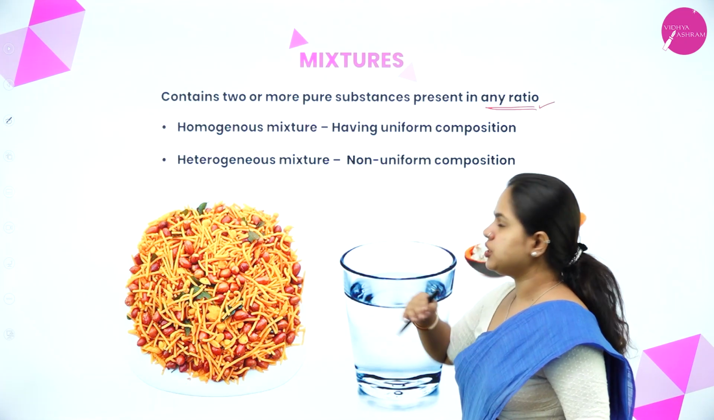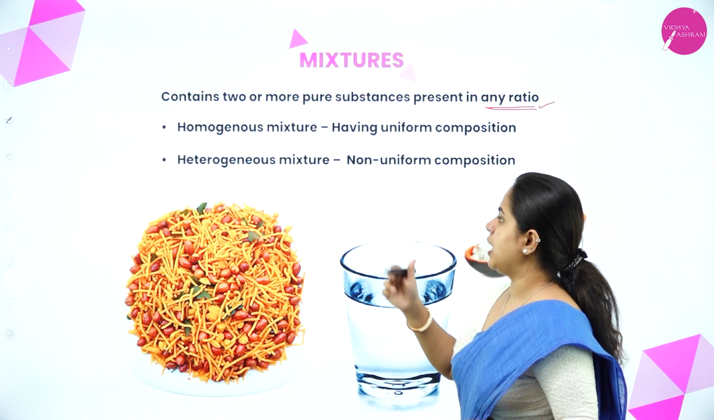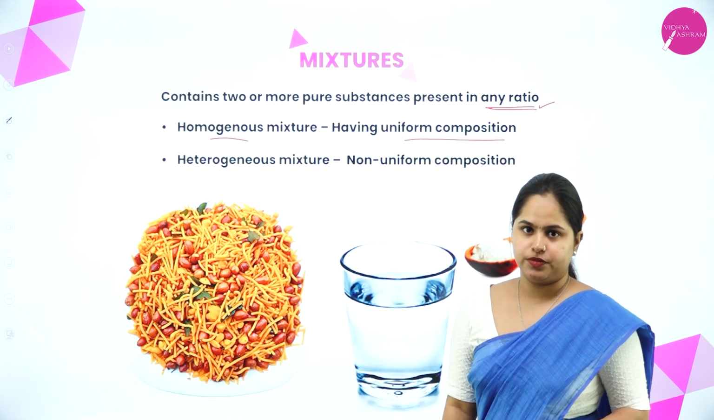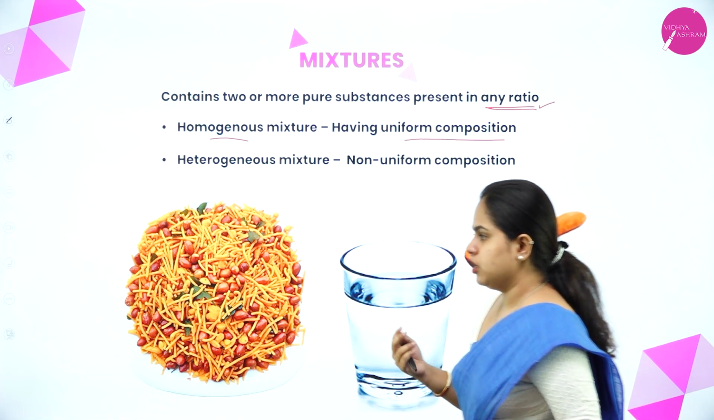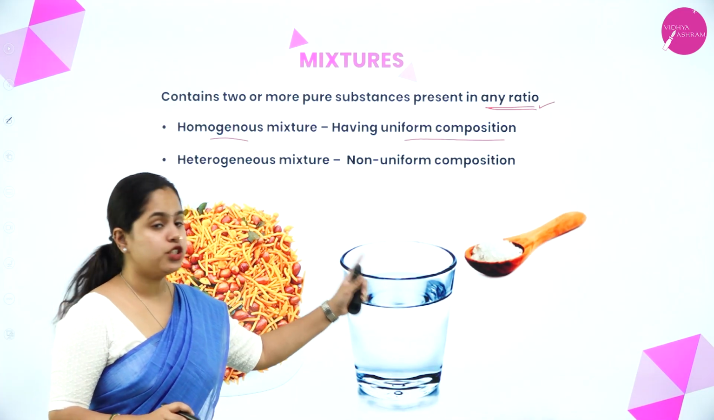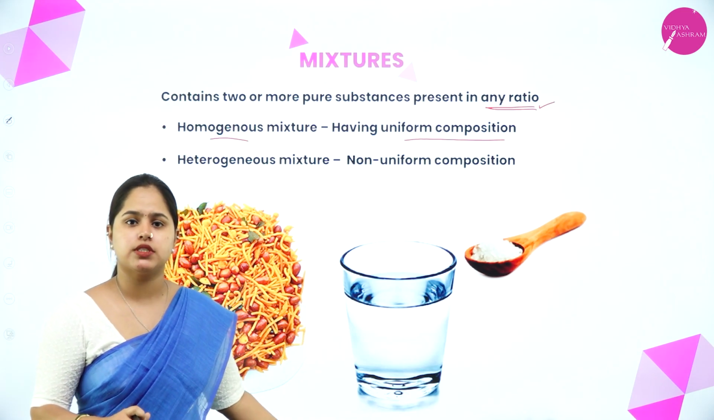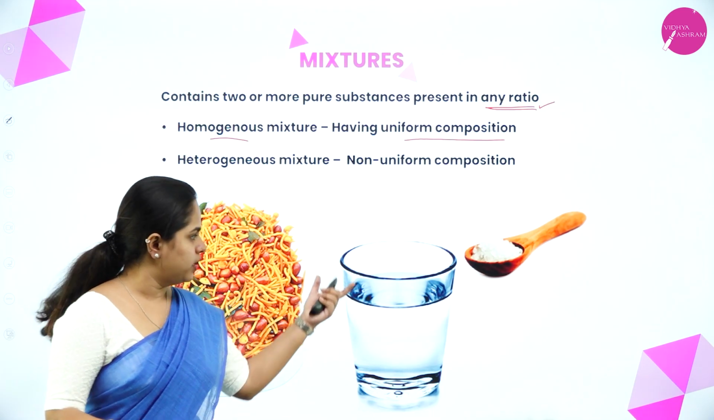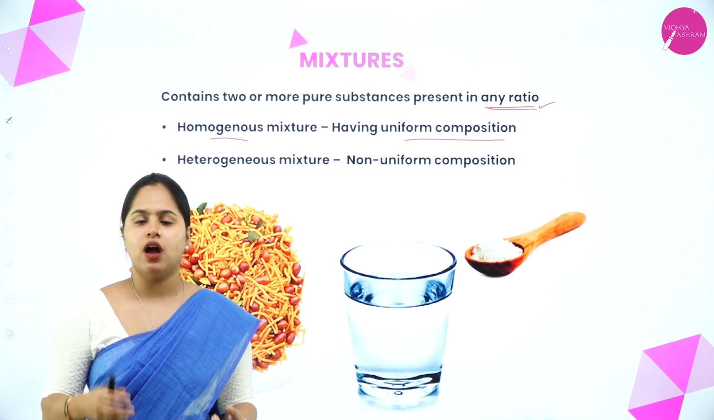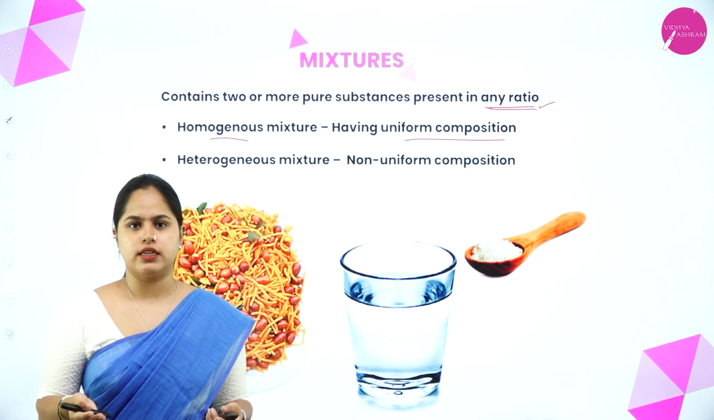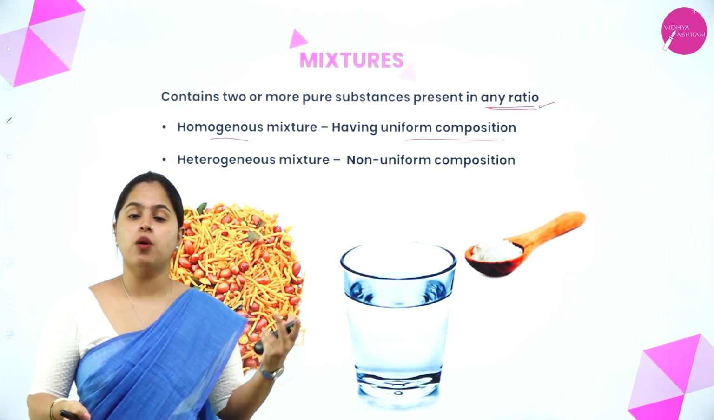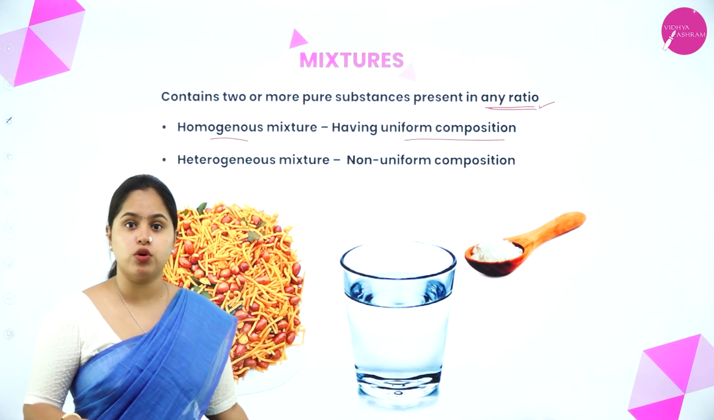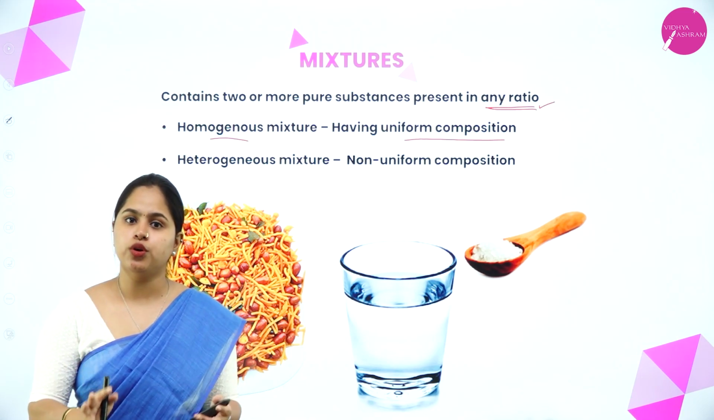Now mixtures are further classified into homogeneous and heterogeneous mixtures. Homogeneous mixtures are mixtures having uniform composition. Let's take the example where I add sugar to a glass of water. I add sugar to the water and mix it thoroughly, and you get sugar solution. In the obtained sugar solution, are you able to see any different layers? No. So it has a uniform composition, even though it is prepared from two different substances.